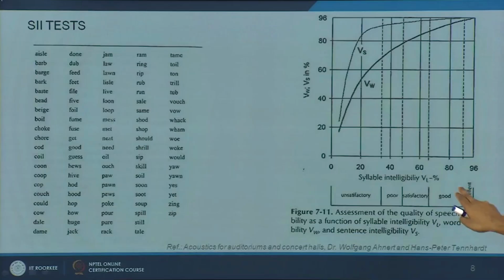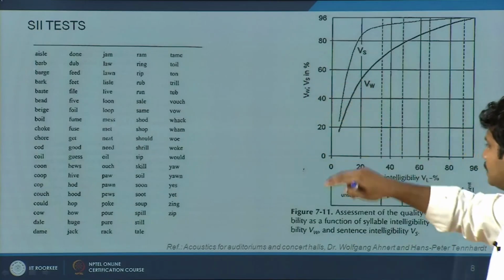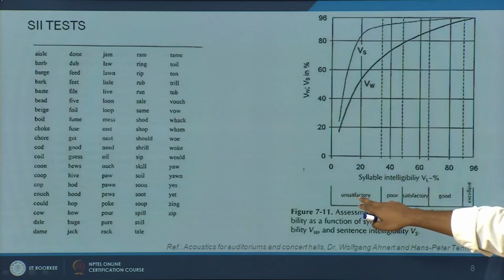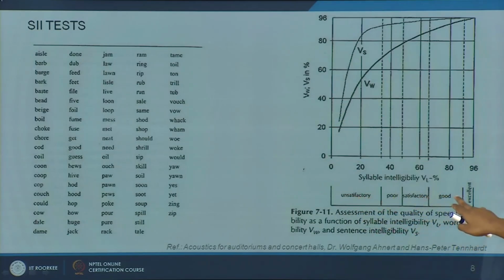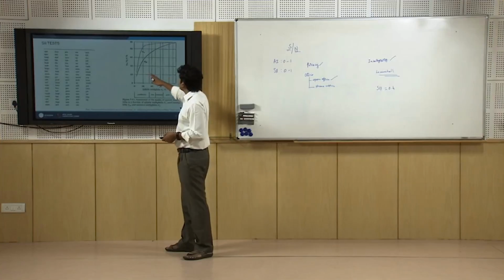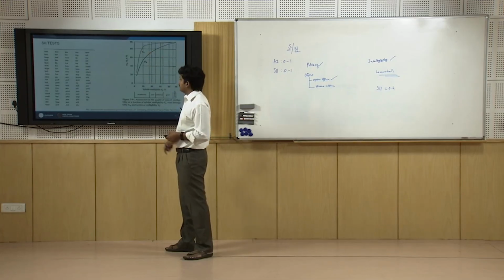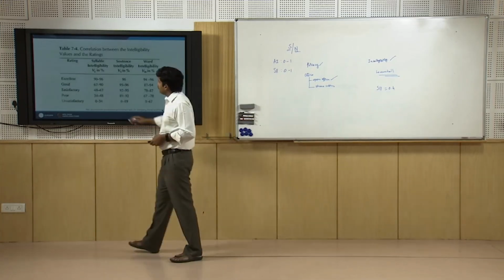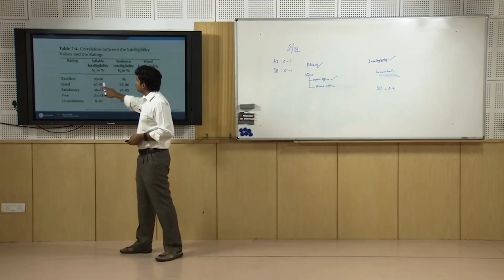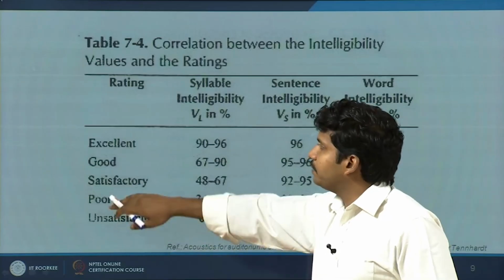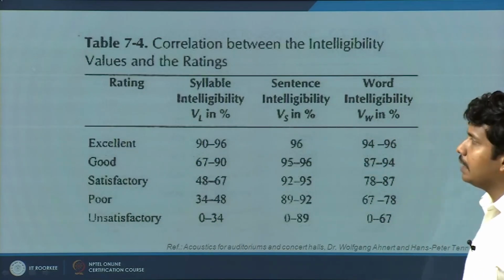You start plotting this, and you see what percentage you rate as unsatisfactory, poor, satisfactory or good. If intelligibility is more than 95%, it means it is an excellent listening condition. You can do this for syllable level, word level and sentence level. As I said, as intelligibility increases, it goes from unsatisfactory all the way to an excellent listening condition.